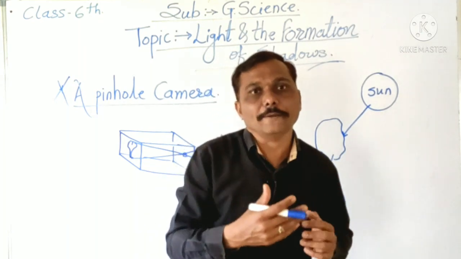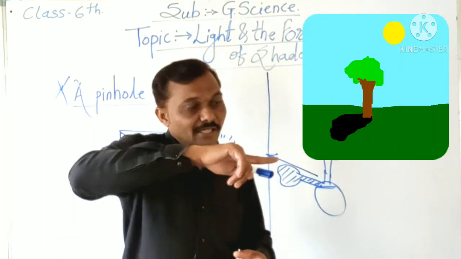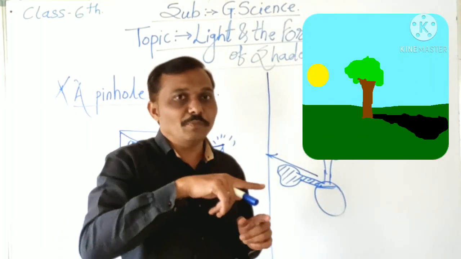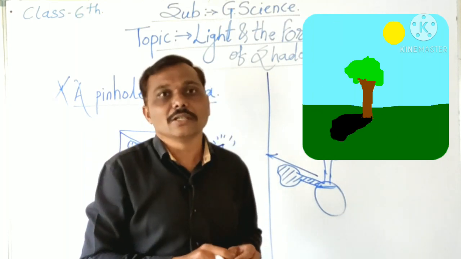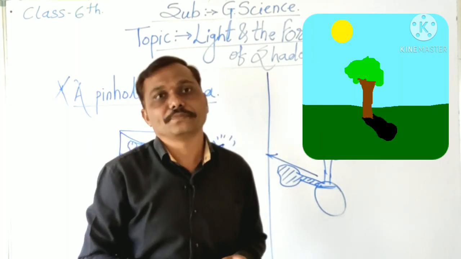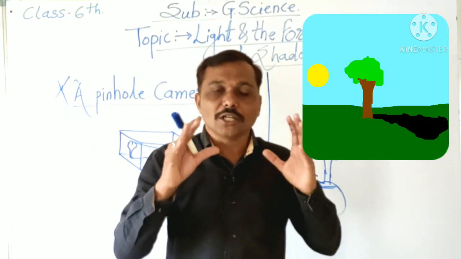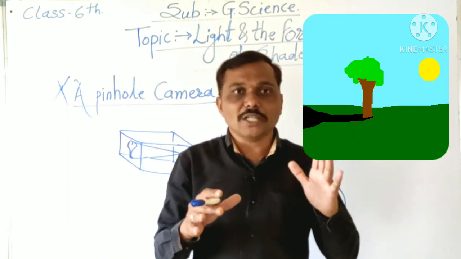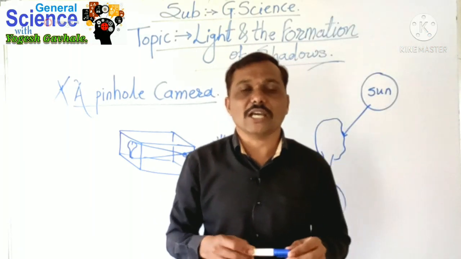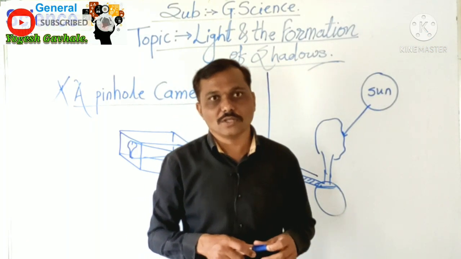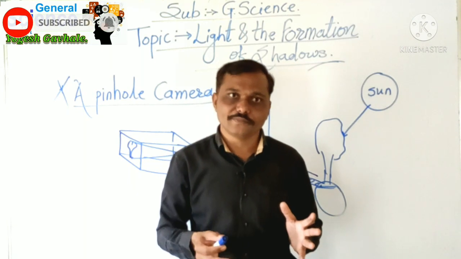So in this clip you are clearly seeing the sunrise and sunset, and in between these two events the shadow of the tree keeps changing. It is only because of the relative distance between the object, the source of light, and the screen or the surface where the shadow is formed. Is that clear to all of you?